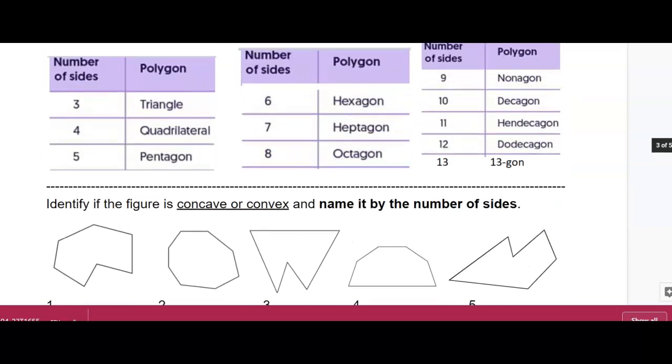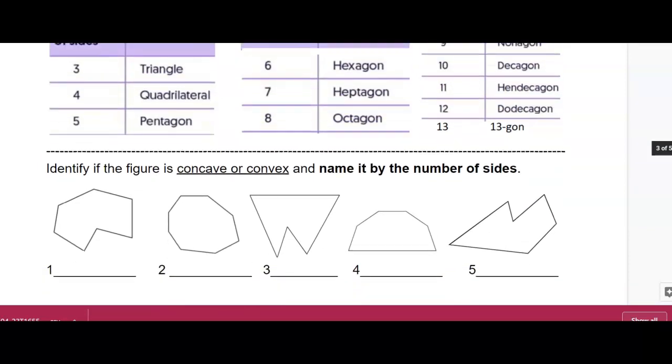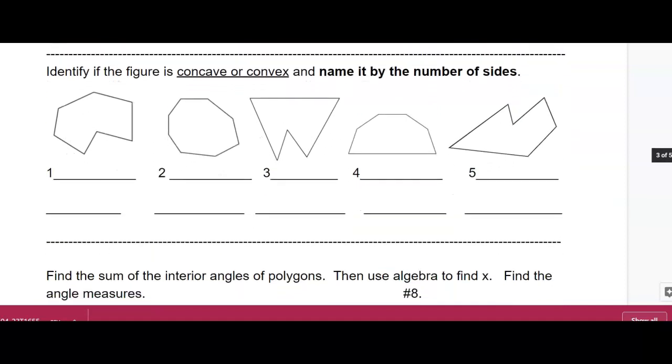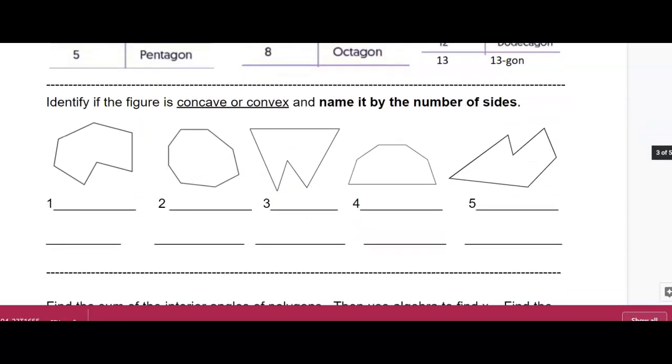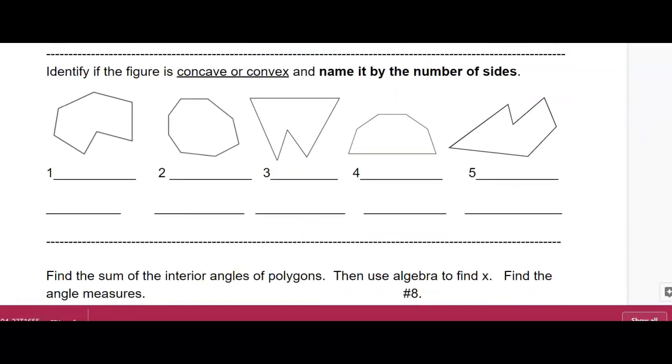If you want to copy that down, or you have it on your notes, actually, if you printed it out. So right here, you're going to identify the figure if it's concave or convex and name it by its side. Go ahead and do number 1, number 2, 3, 4, and 5. So you're going to write concave or convex, and then you're going to name it by its side. So you're going to pick one of these up here. Take a minute to do that.